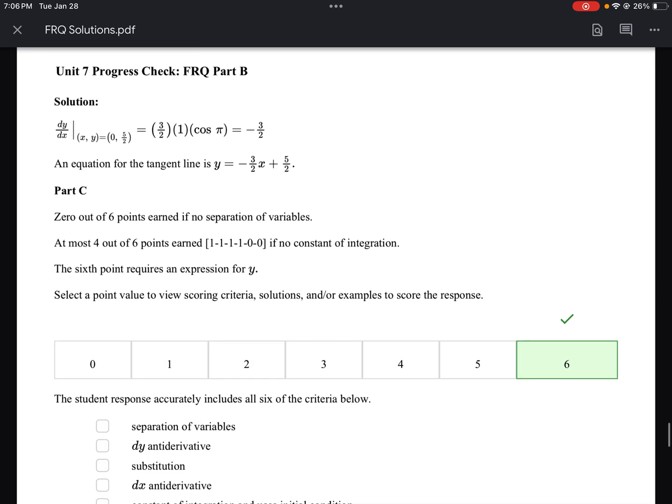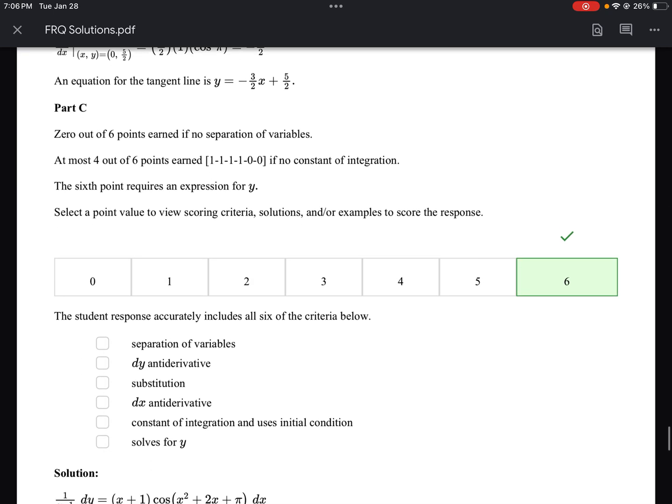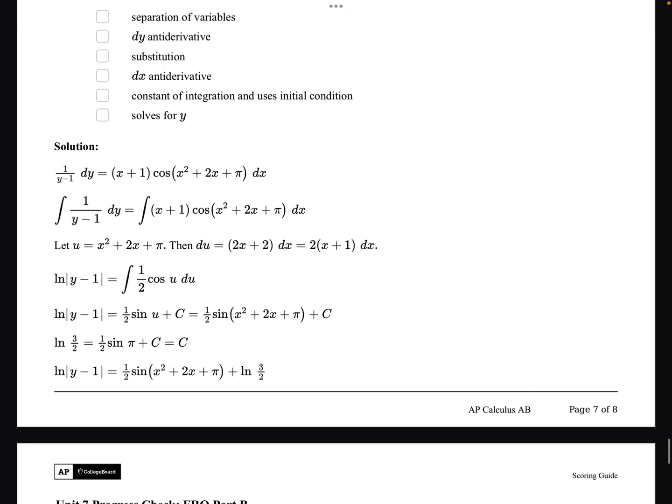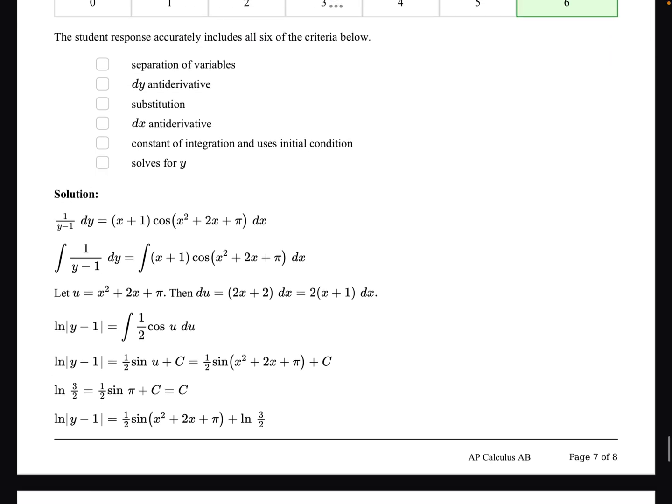And then part C, ooh, they give 6 points for this one. 0 out of 6 points earned for no separation of variables. At most 4 out of 6 points if no constant of integration. The 6th point requires the expression for y. Okay, so separation of variables, check. dy, antiderivative, substitution. I'm going to assume the substitution and dx antiderivative are one and the same kind of thing.